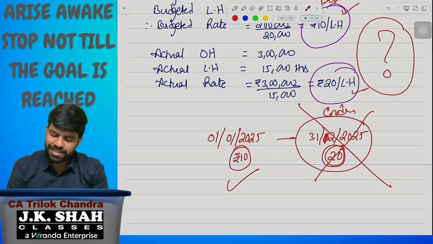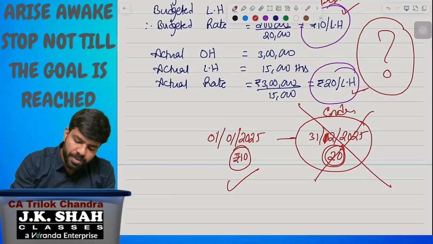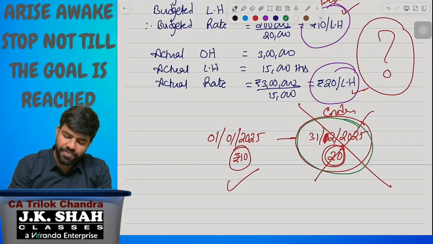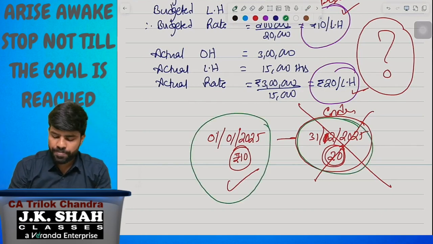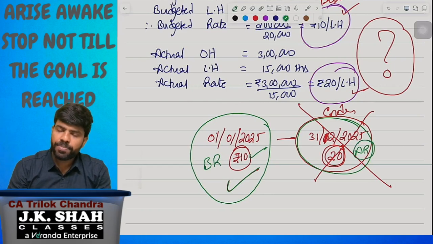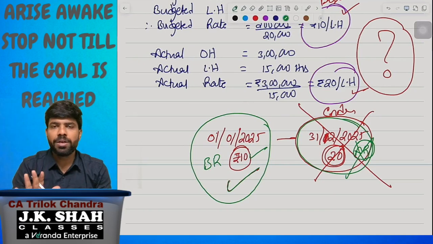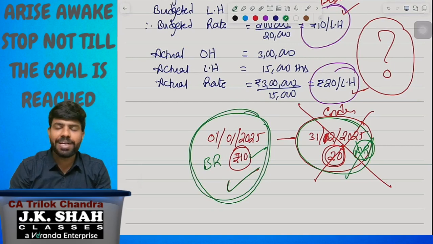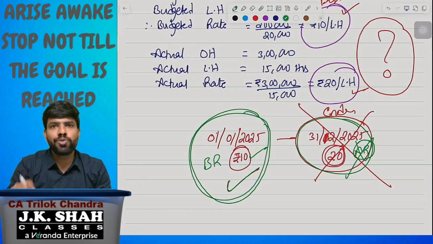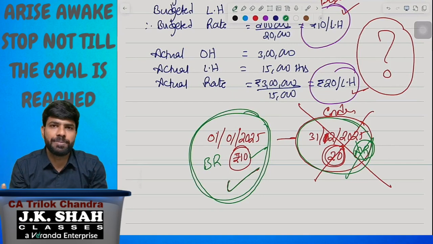As I told you, this 20 rupees will be known at the end of the period, whereas 10 rupees is available at the beginning of the period. Since 10 rupees is readily available, we are going to use it, which is called the budgeted rate. We cannot wait until the end of the period to fix the price. We know that what we are doing is an error, a mistake. Instead of using the actual rate, we are using the budgeted rate, which is absolutely wrong. But due to some practical issues, we don't have the option, so we are using the budgeted rate.